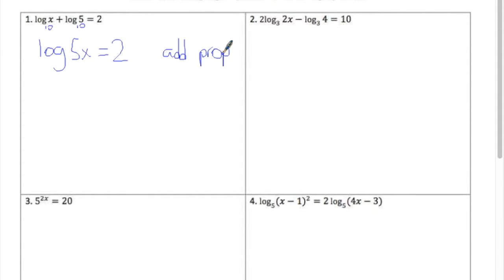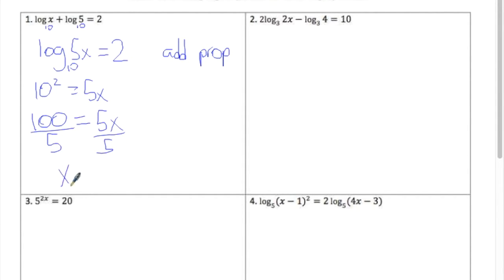And now that there's only one log, we can just solve this like the other log equations. So convert it to exponential. So 10 squared equals 5x. So that's 100 equals 5x. And x is equal to 20. All right.